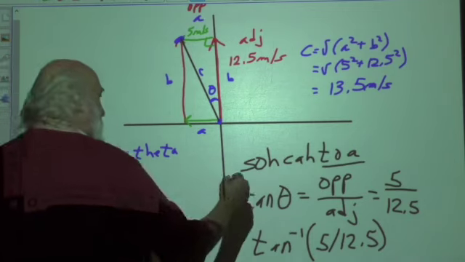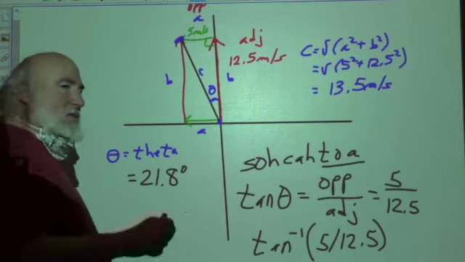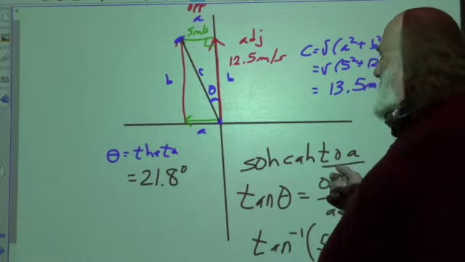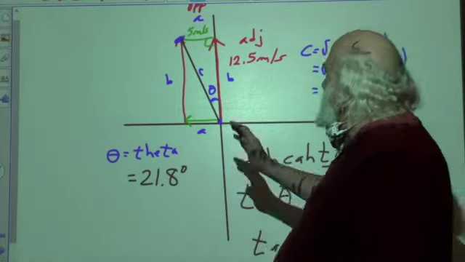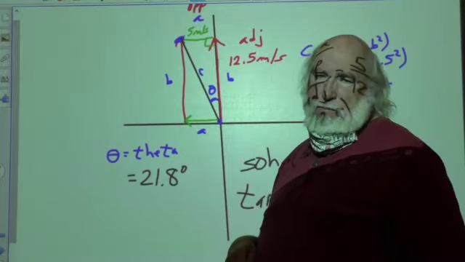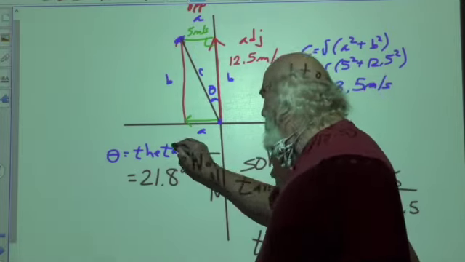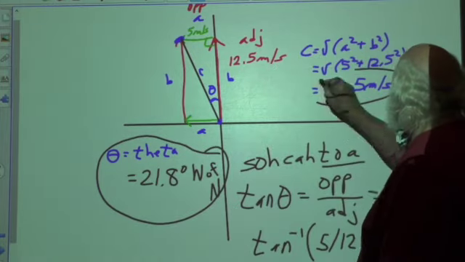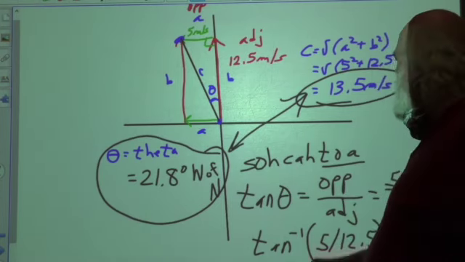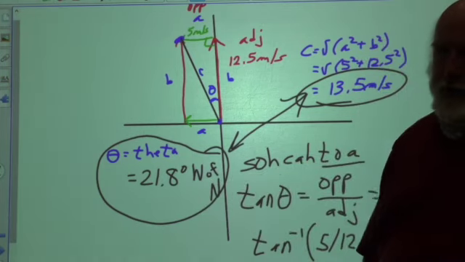So this is 21.8 degrees. So theta is 21.8 degrees. But I have to say specifically what that means. What does 21.8 degrees mean? Well, it means that it would be north, except now it's shifted 21.8 degrees west of north. So that's how we put it, west of north. And this is my description of the resultant vector: 13.5 meters per second, 21.8 degrees west of north. Okay?